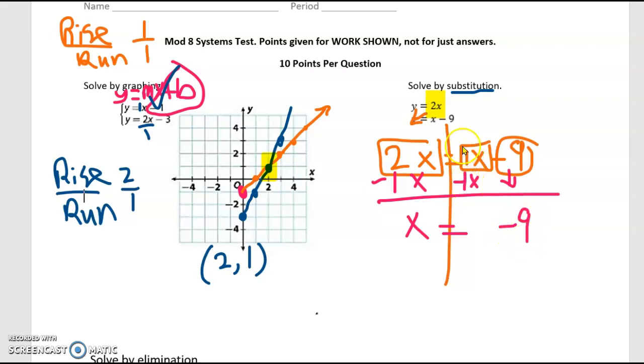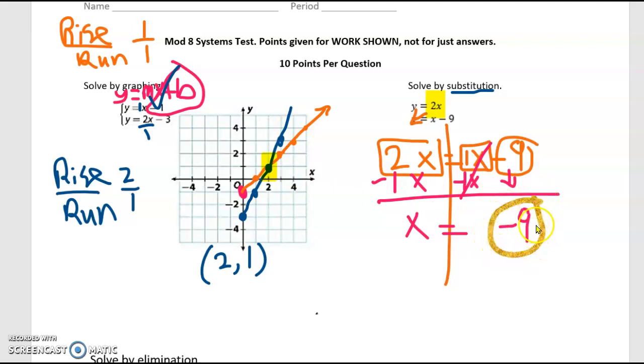This right here is 0. You have a positive and a -1x. That's 0. So x equals -9. Easy peasy. So now I have to take -9. I have to take negative 9.